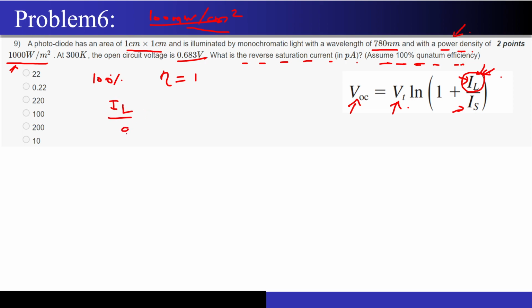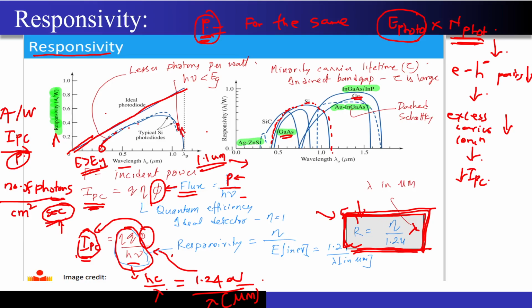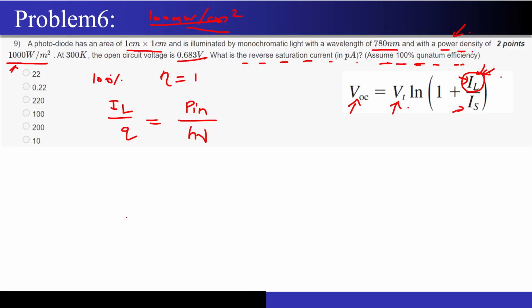So now if I just modify the formula a little bit, what I will get is IL by Q is nothing but P in by h nu. Correct? This is coming from the responsivity formula that we have seen over here. I am just rearranging this. If I take the Q on this particular side, I will be left with P by h nu. What about the efficiency? Efficiency has been given as 100%. So I am left with this particular term now.